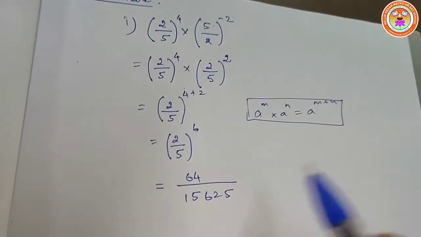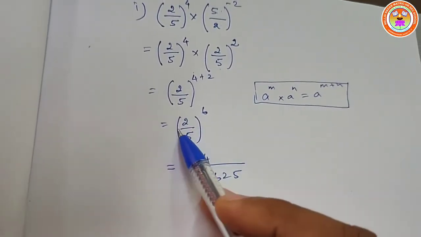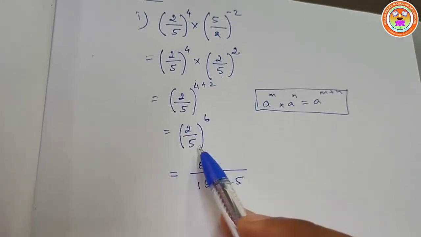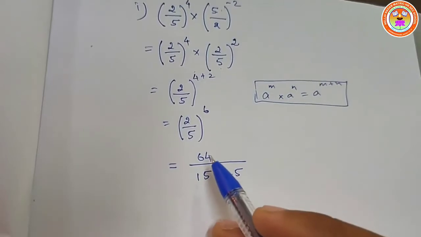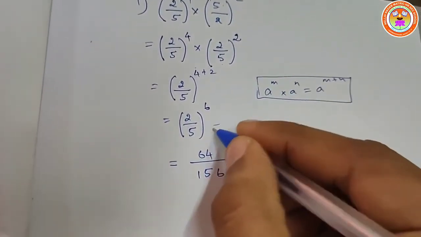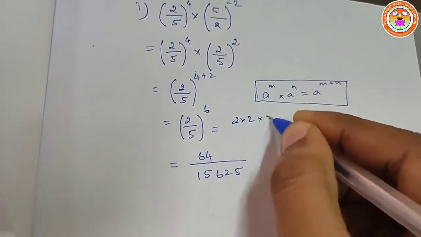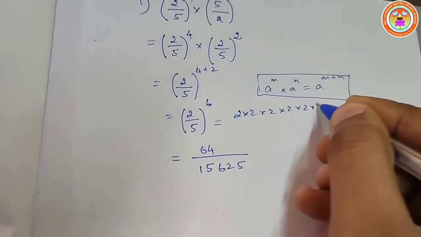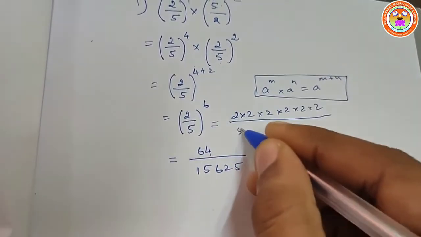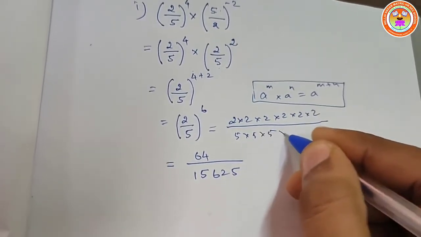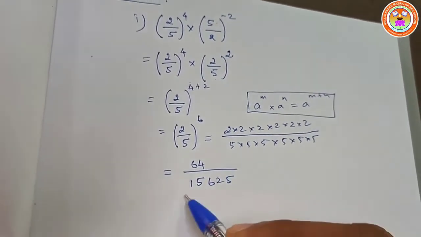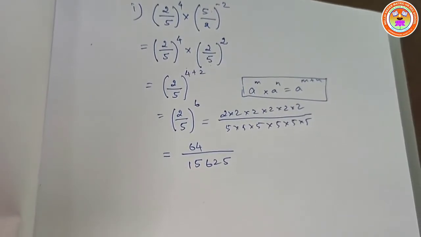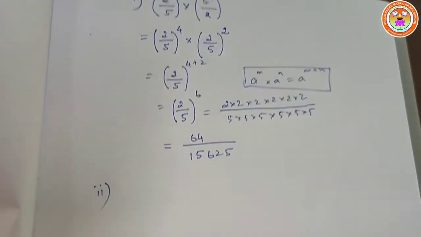So now we can multiply 2, 6 times: 2 into 2 into 2 into 2 into 2 into 2, and 5 into 5 into 5 into 5 into 5 into 5. So if you multiply it, you will get 64 by 15,625. The answer is 64 by 15,625. Clear, children? Now we will move on to the second subdivision.